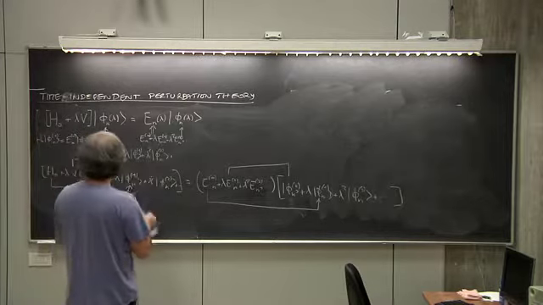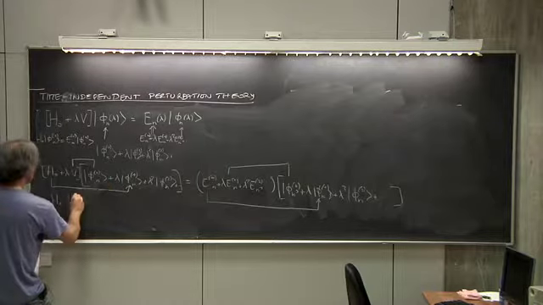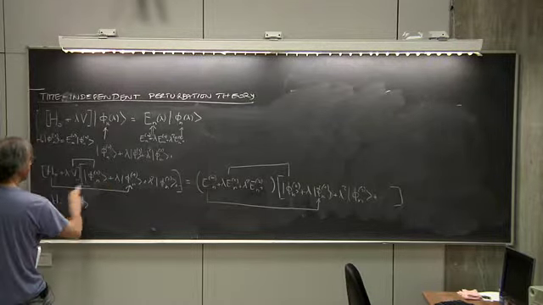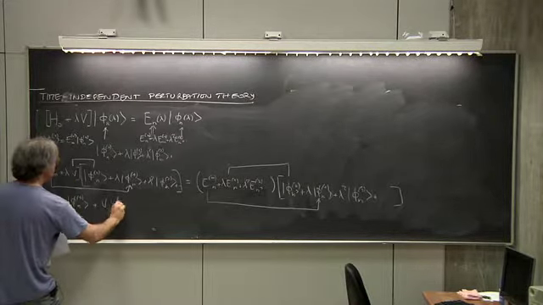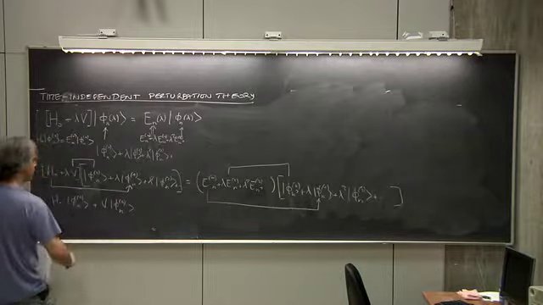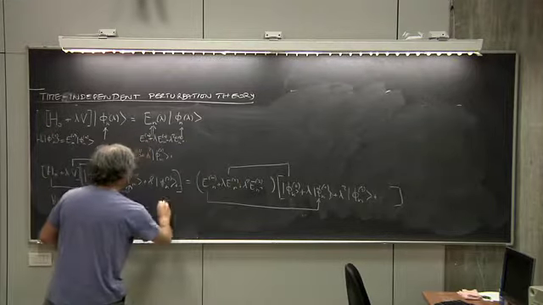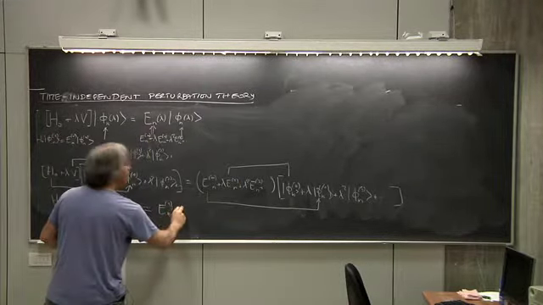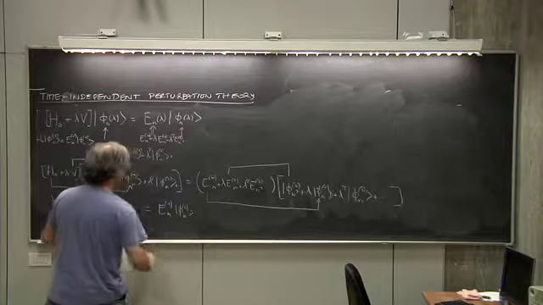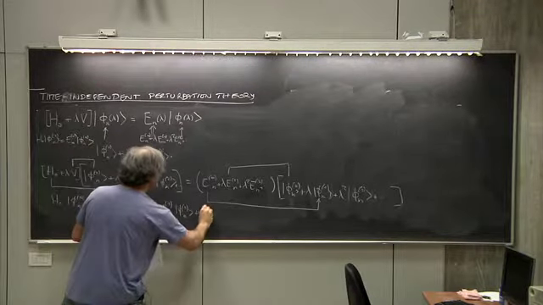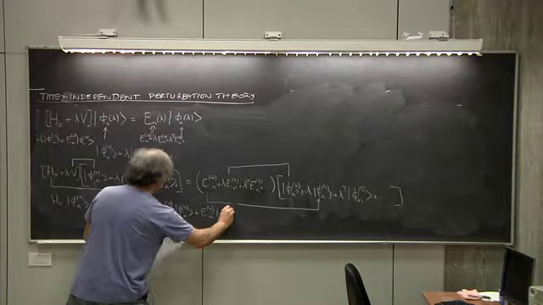And I should write, therefore, the following. So I have that H0 applied to φ1, the first order correction, plus the perturbation V applied to φ0, the unperturbed state, should be equal to E1 multiplying φ0 plus E0 multiplying φ1. Okay?